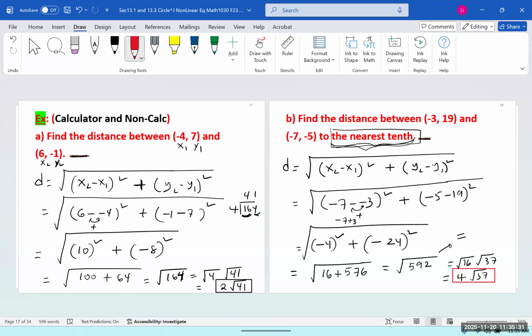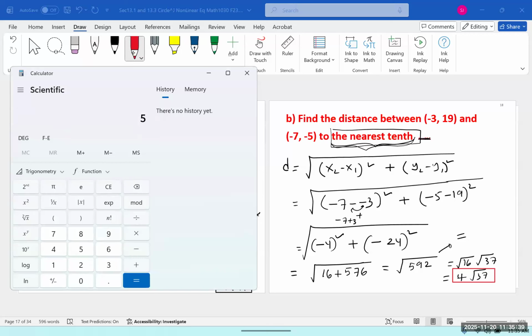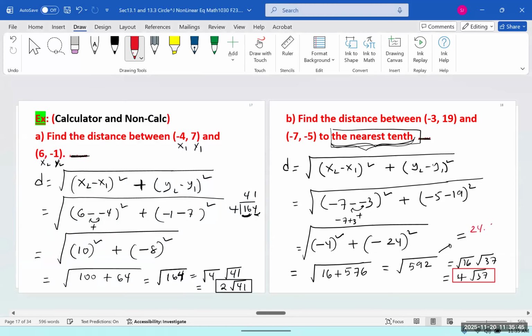If you use a calculator, what is the square root of 592? Come on, guys. You guys are so lazy. The square root of 592, we get 24.33. It is rounded to the nearest tenth. Which one is the tenth place? Yeah, based on your direction. So this is the tenth place, and this is the hundredth place. So you're rounding to here. So it's 24.3.